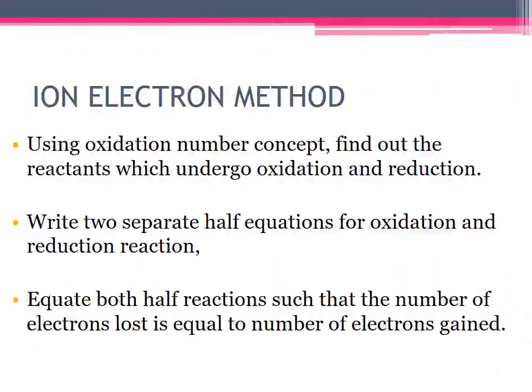Now the ion electron method. In this method, this is also a very easy method. First of all, what you have to do: use the oxidation number concept which I taught you. Use the oxidation number concept, find out the reactants which undergo oxidation and reduction.